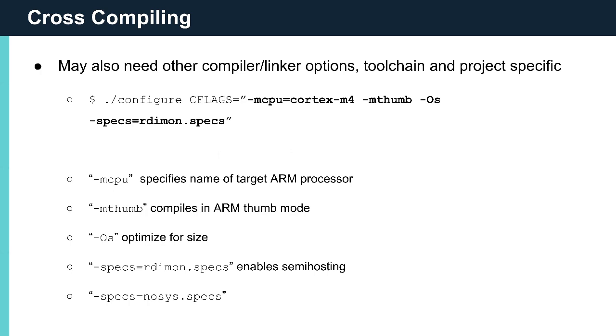Depending on your system and your toolchain, you might need to specify some other options, and you can pass those through with the CFLAGS variable with configure. So here's just some examples of some things that you might need to set. Say you run an ARM device, where -mcpu is the name of the ARM target processor, -mthumb compiles in ARM thumb mode, -Os is optimizing for size, and the --specs=rdimon.specs is enabling semi-hosting.